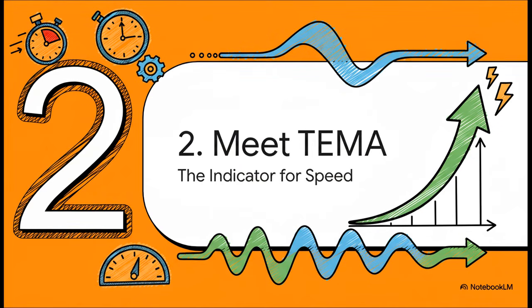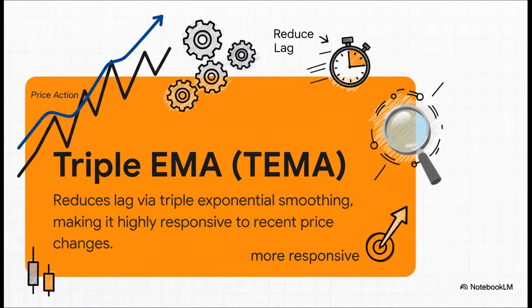This goes back to 1994, when a developer named Patrick Mulloy decided to engineer an indicator specifically to go to war with this problem of lag. And here it is, the triple exponential moving average, TEMA. Now, if you only remember two things from this definition, make it these: reduce lag and more responsive. By using this really unique triple smoothing formula, TEMA manages to hug the price action much, much closer, giving you a faster but still incredibly smooth look at what the market is doing.